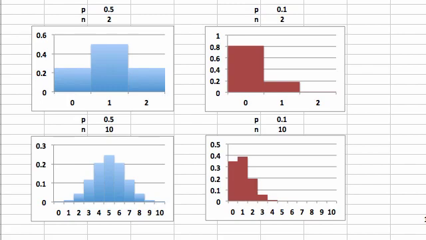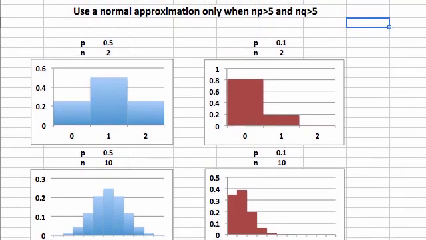Now, the question raised, which was a very great question, I must say, was why do we need this rule? It says here we can only use a normal approximation where np is greater than 5 and nq is greater than 5. Okay, we know what that means. But why has it got anything to do with p? Surely it's got something to do with n, because as n gets large, it starts looking a lot more normal. But what does it have to do with p?